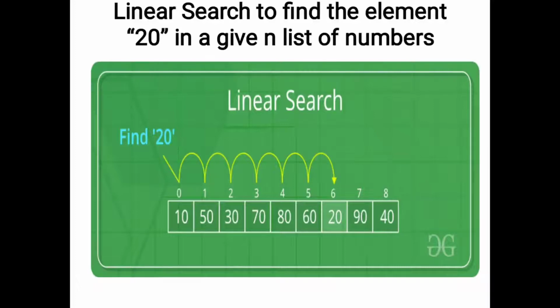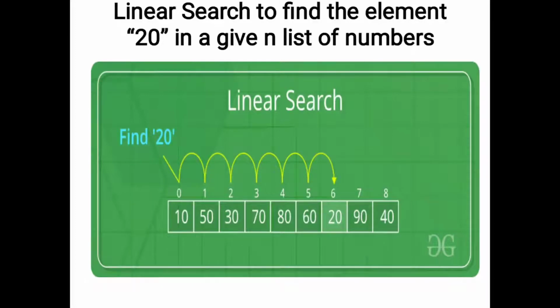Next, the i value is increased from 0 to 1, and the element is 50 in the second position. Then the i value is incremented to 2, and 30 is checked with 20. Next, i is increased to 3, and the comparison is between 70 and 20. Then i is increased to 4, and the comparison between 80 and 20 is performed. Next, i is increased to 5, and the comparison between 60 and 20 is performed. The element is not identical, so i is increased to 6.